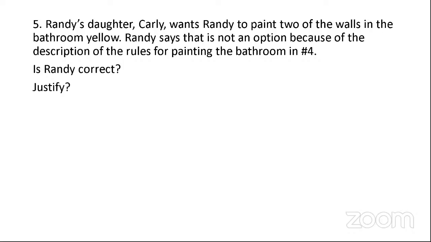All right. So the fifth part, which is the final part, says Randy's daughter, Carly, wants Randy to paint two of the walls in the bathroom yellow. Randy says that this is not an option because of the description of the rules for painting the bathroom in number four. Now, is Randy correct? Do you agree with Randy in saying that we can't paint two of the bathroom walls yellow? Do you agree with Randy?